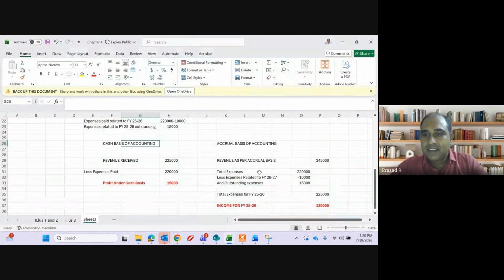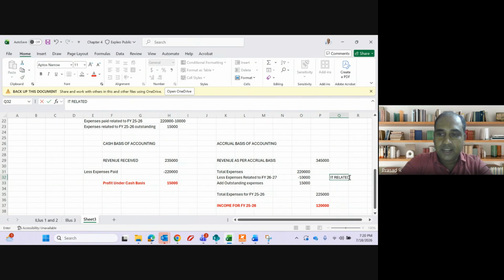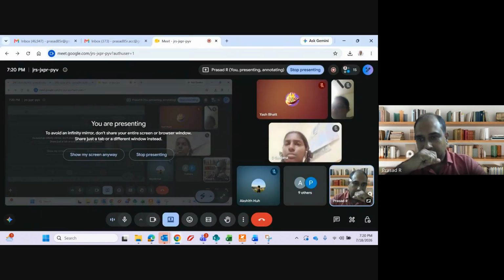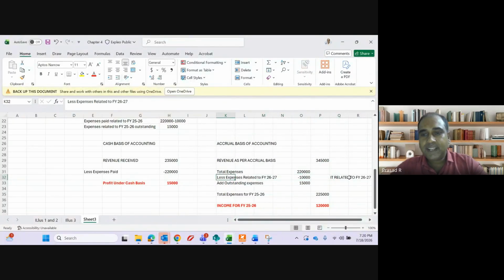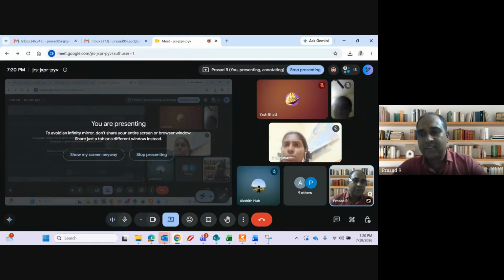That is the reason I reduced 10,000 rupees, because it relates to financial year 26-27. So we have to reduce it. Why did I add outstanding expenses? Because in accrual basis, we calculate the expenses for 12 months. Whether we have paid or not, we have to calculate for 12 months. So even though it is outstanding, it has to be added, guys.